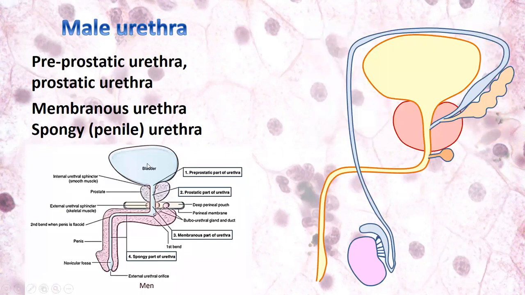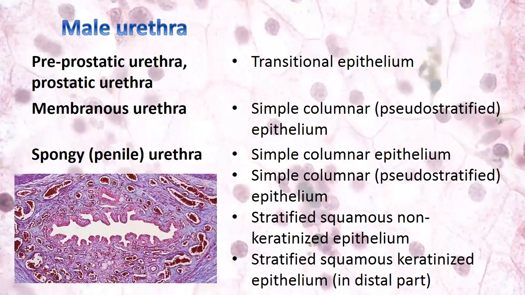Anatomical parts of the male urethra are the preprostatic part, above the prostate gland; the prostatic urethra, where the urethra passes through the prostate gland; the membranous urethra, where the urethra passes through the muscles of the perineum; and the spongy urethra, when it passes through the spongy bodies. So there are anatomical parts of the urethra, and they have features in the epithelial lining.